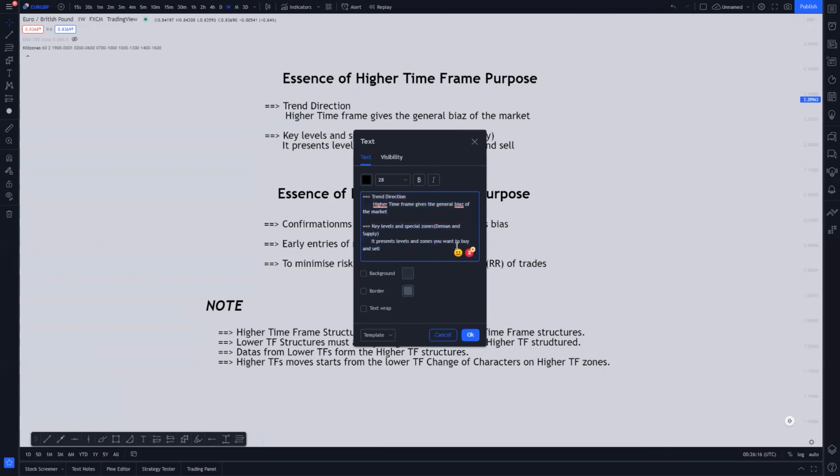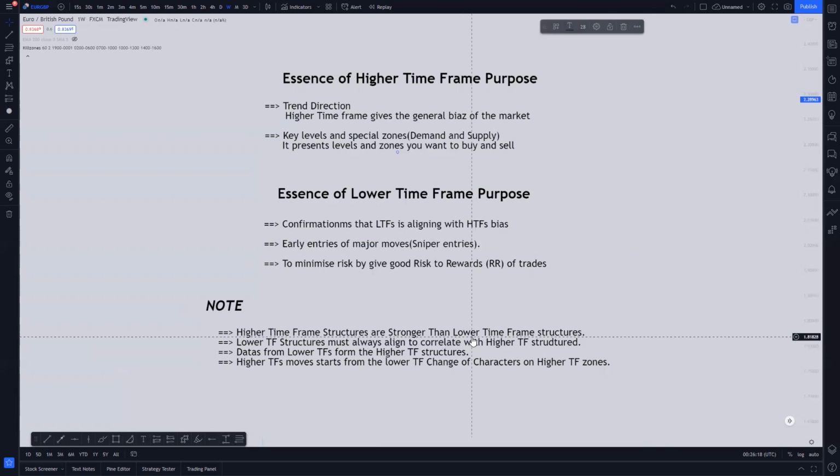My demand is wrongly spelled, okay? So demand and supply. Our higher time frame gives us valid demand and supply that pushes price to the upside or to the downside. Focus for demand to the upside and for supply to the downside. So it is from higher time frame that we get key levels and key zones for our buy and sell.